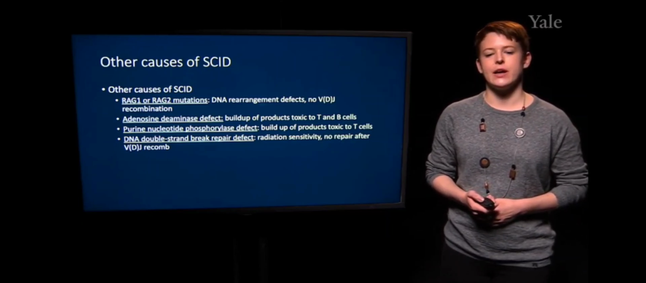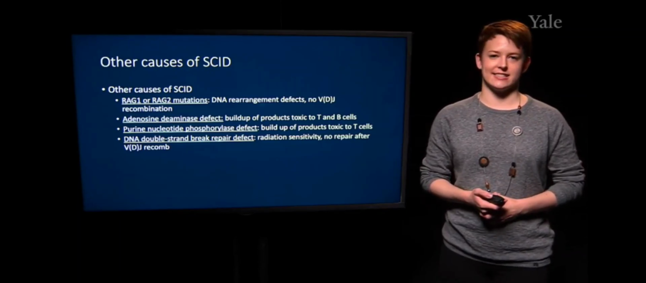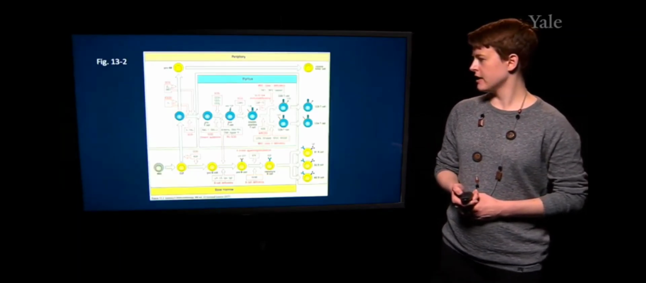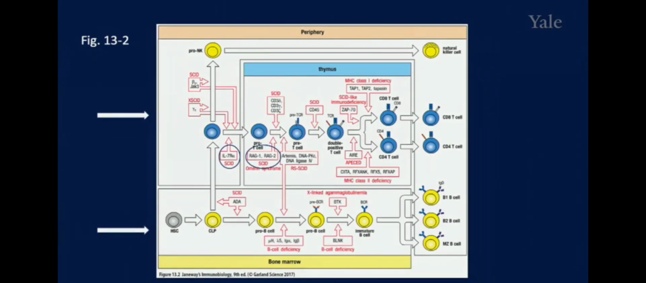We can see in this figure, figure 13.2 in the book, if you want to see it in more detail. We'll first look at the top half, which is T cell defects, and the bottom half, which we'll talk about a little more later, is B cell defects. A couple that we talked about are here, the IL-7 receptor alpha defect and the RAG1 and RAG2 defect. Both of these defects lead to SCID.